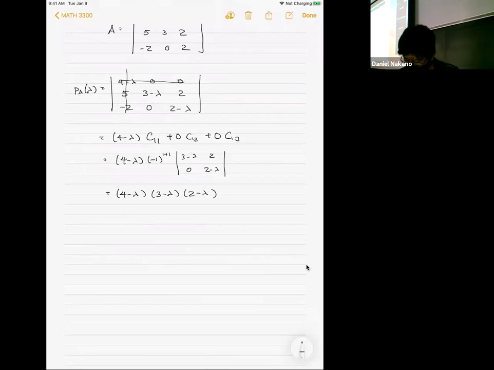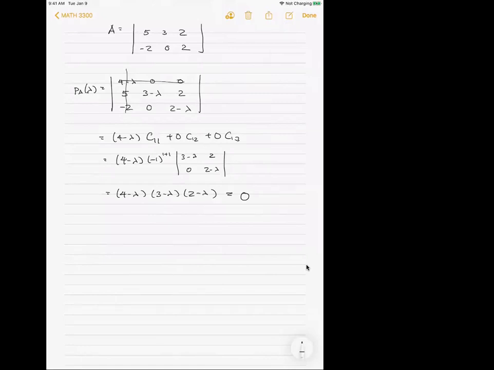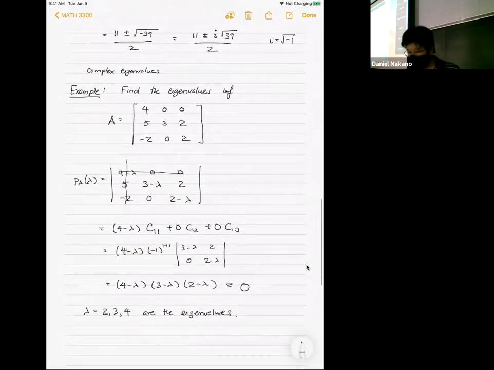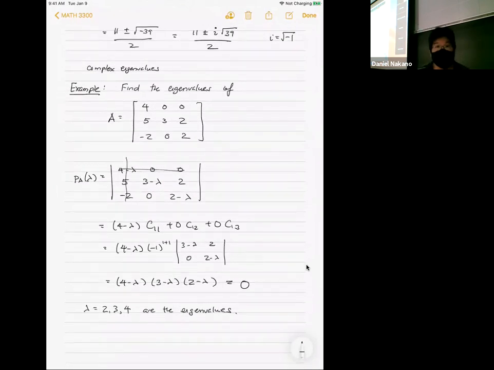Of course, we want to look at the roots, so we set that equal to 0. So what are the eigenvalues in this case? 4, 3, 2. So lambda, I'll just write it the other way, 2, 3, 4 are the eigenvalues. Any questions on how we did this? All right, good.